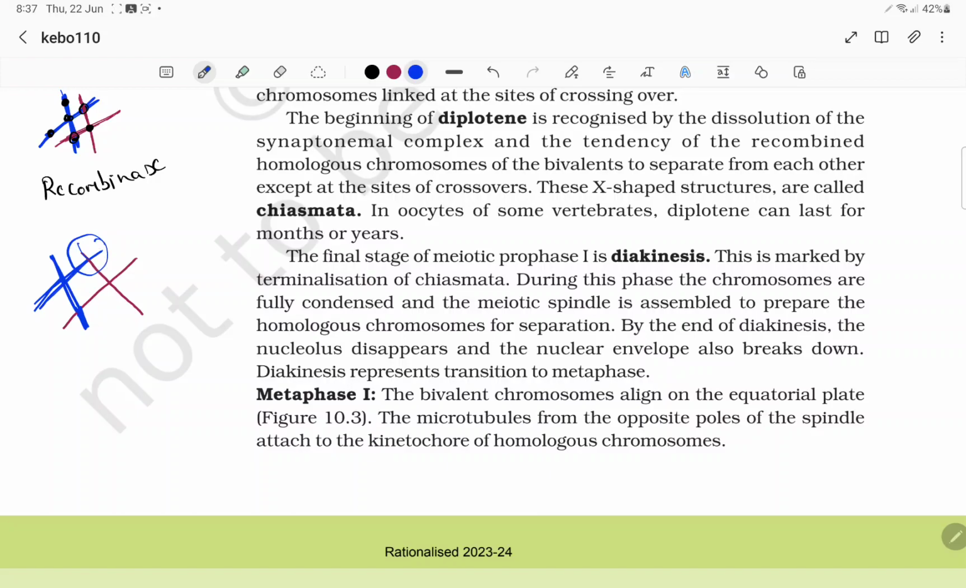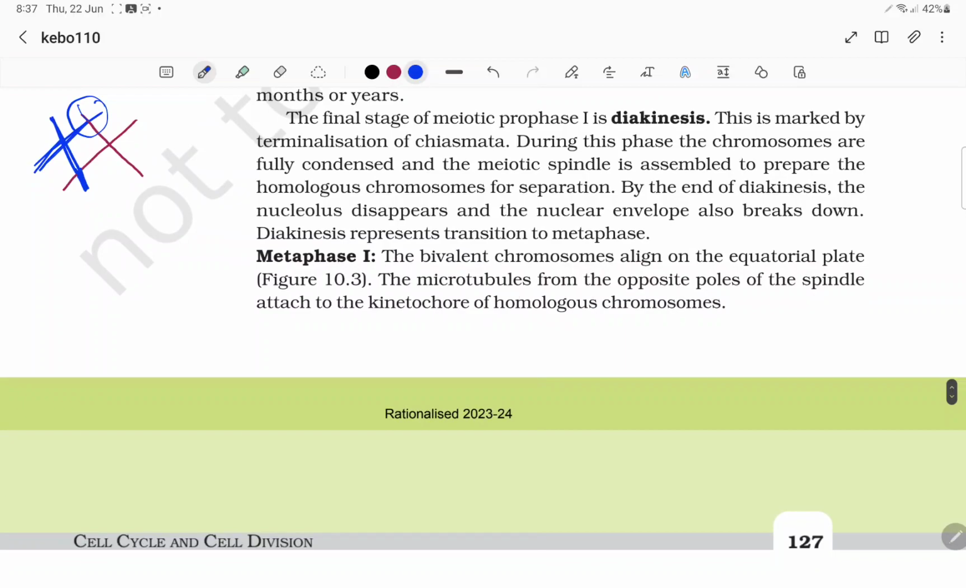So in oocytes, mainly in some vertebrates, this diplotene can last for months and years. Even if you take humans, our oocytes will last for months and years, staying at diplotene only. The final stage of meiotic prophase we call diakinesis.